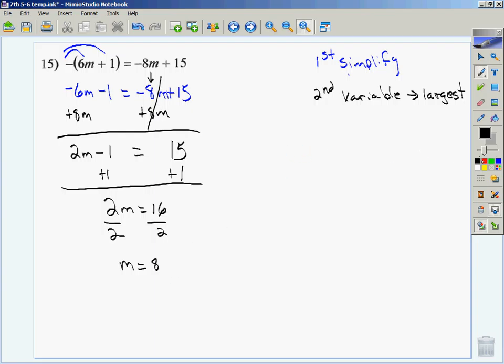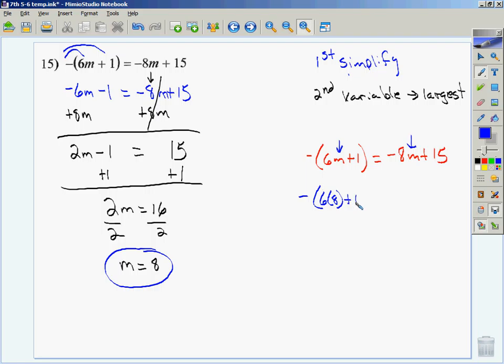And again, I want you to be able to see that at any point in time, no matter how complicated these get, you have the ability to check them. So I'm going to go to the original equation, and any place I see an m, I'm going to replace it with the 8 that we just found. So I have a negative, parentheses, 6 times 8, plus 1, equals a negative 8 times 8, plus 15.